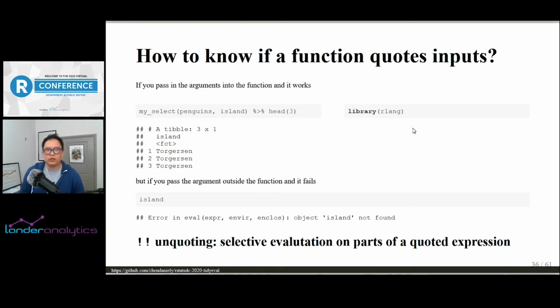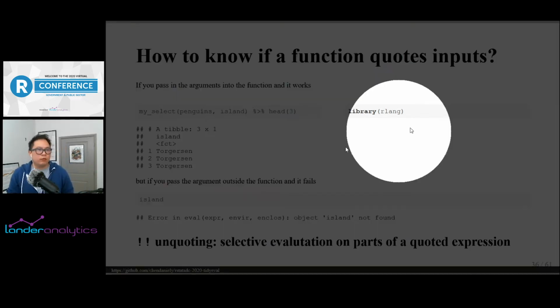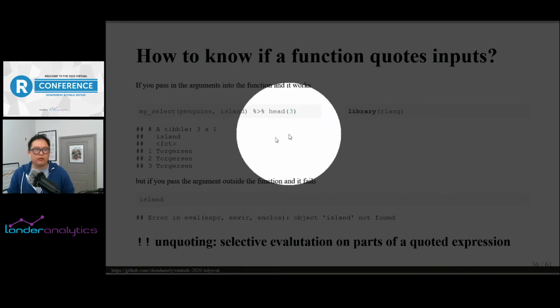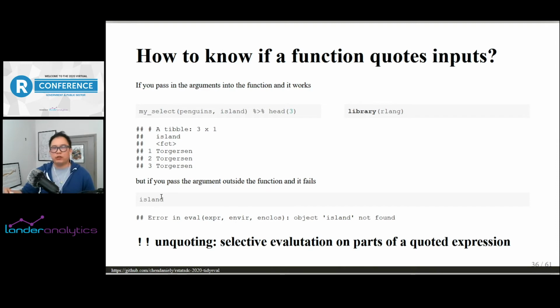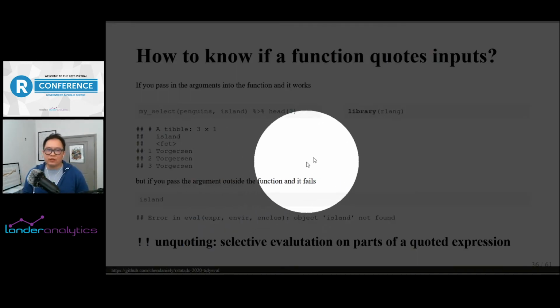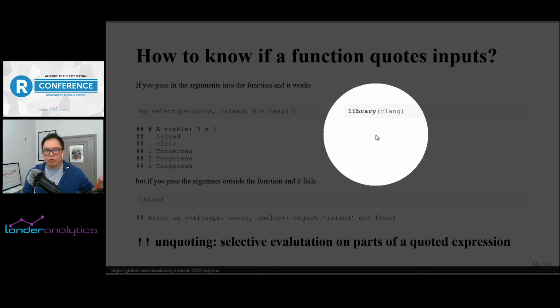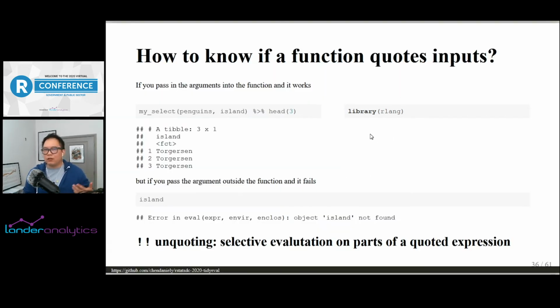So how do you know if a function actually quotes its inputs? You first try to run the function as is, and then try to run that parameter outside. So if we ran penguins and island, but then just ran island on its own, you'll see that the first option runs without error, and the second option can't find island. We've seen this in our normal day-to-day R programming. If we library rlang, rlang is probably not a variable that you have, and so library is another function that quotes its inputs.